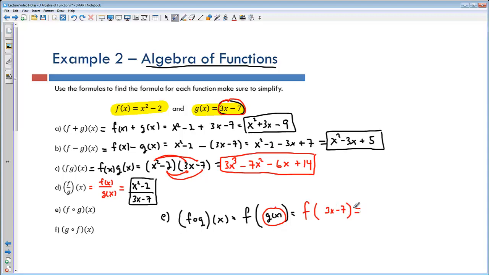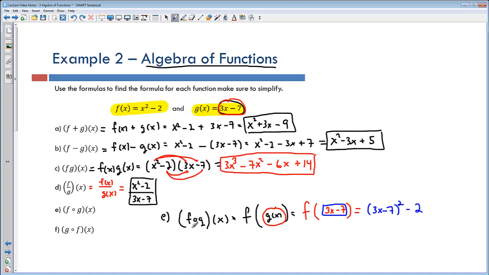And now what this says, you have to follow the rule for f. So the rule for f, whatever this is, you're going to square it and take away 2. So this is your new it. Let's use a different color here. This is my new it. I'm going to square it and take away 2. So square it, so 3x minus 7, quantity squared. And it says take away 2, so I take away 2.